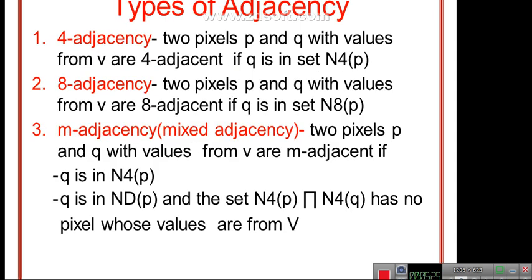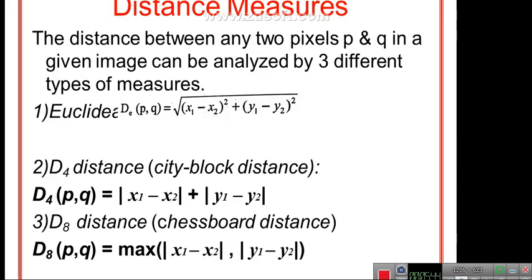Then types of adjacency. Here we have 4 adjacency, 8 adjacency and m adjacency. Two pixels p and q with values from V are 4 adjacent if q is in the set N4 of p, just like the 4 neighbors of a pixel. Likewise for 8 adjacency, using the 8 neighbors of a pixel.